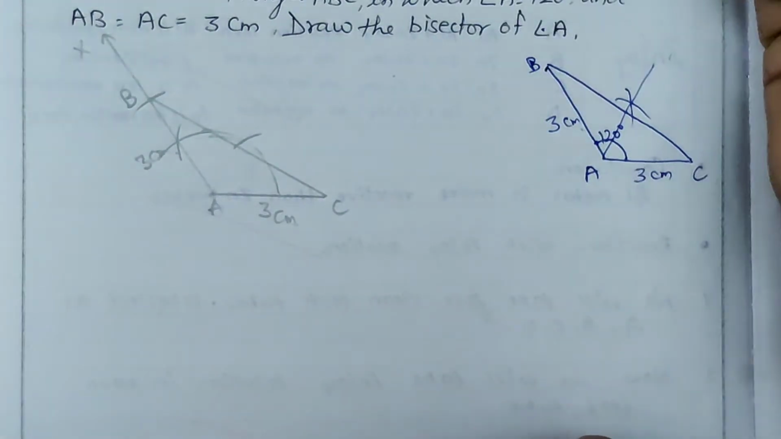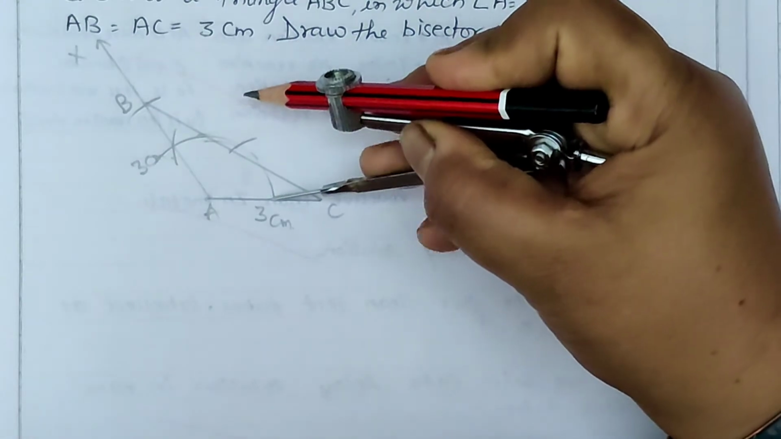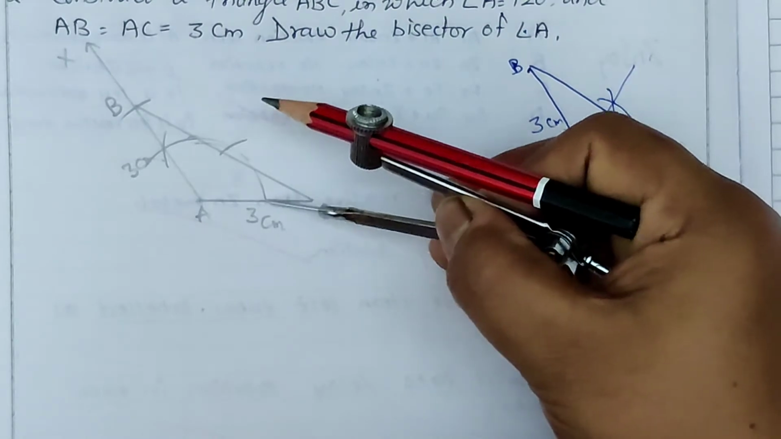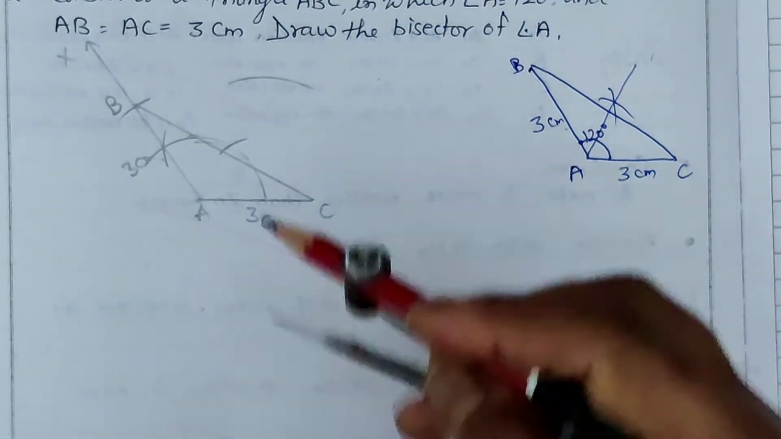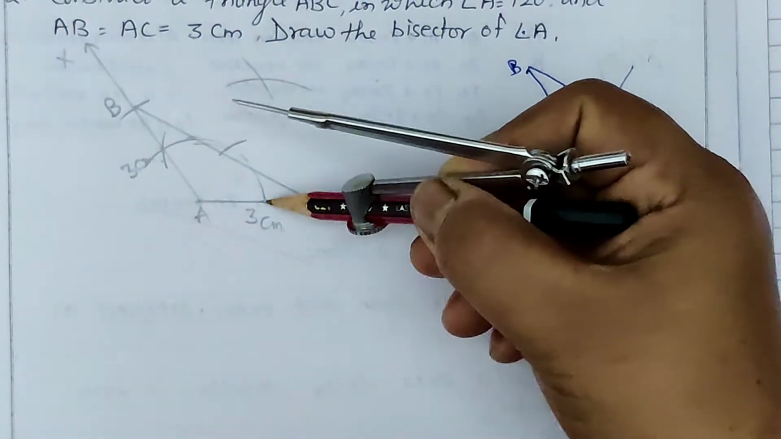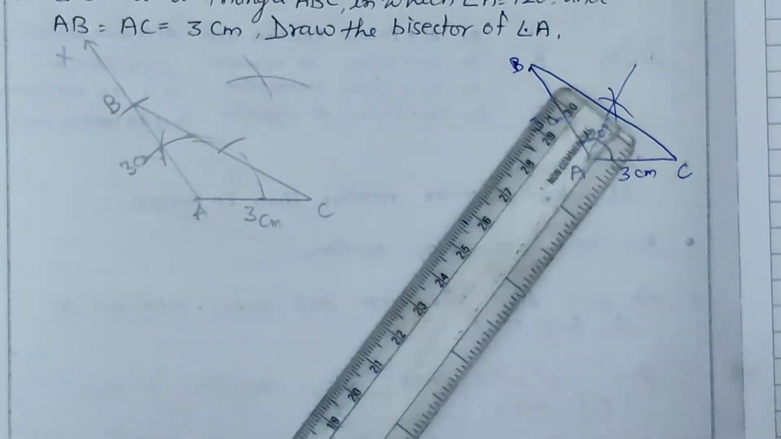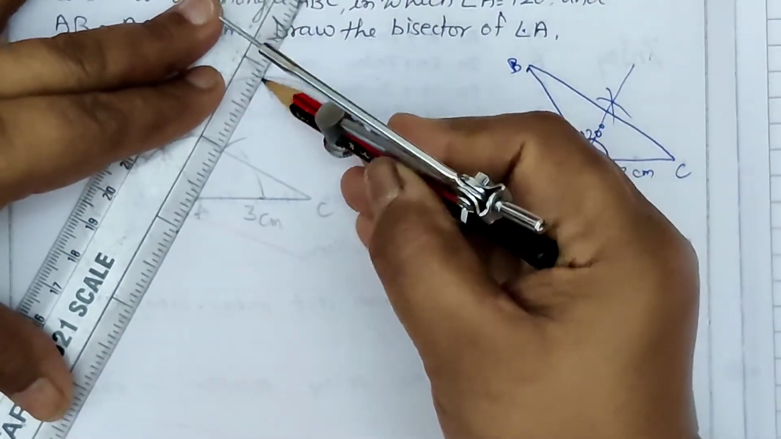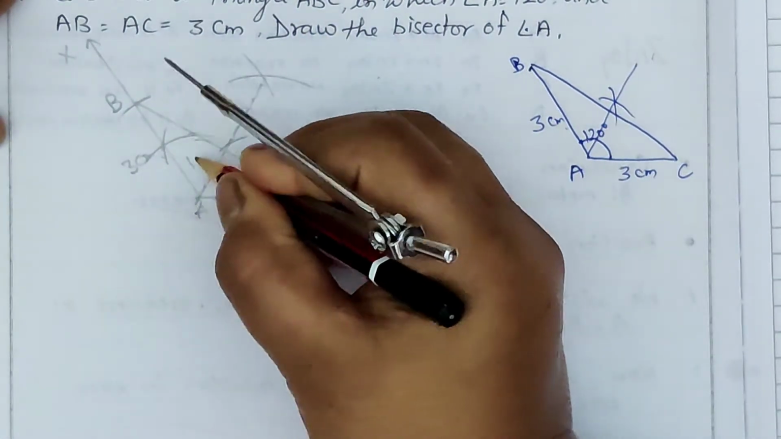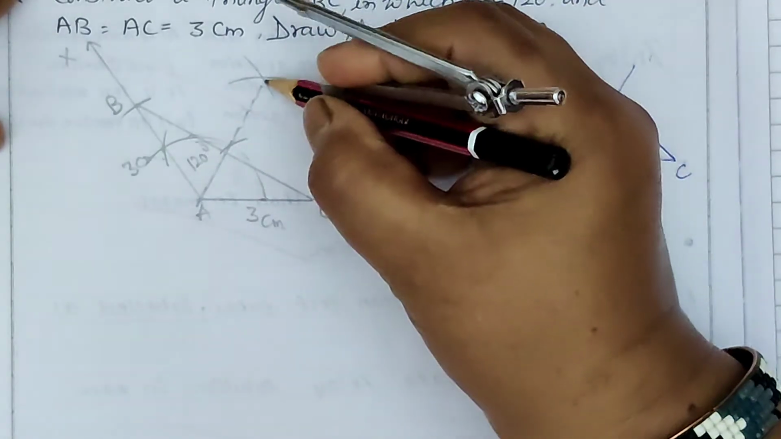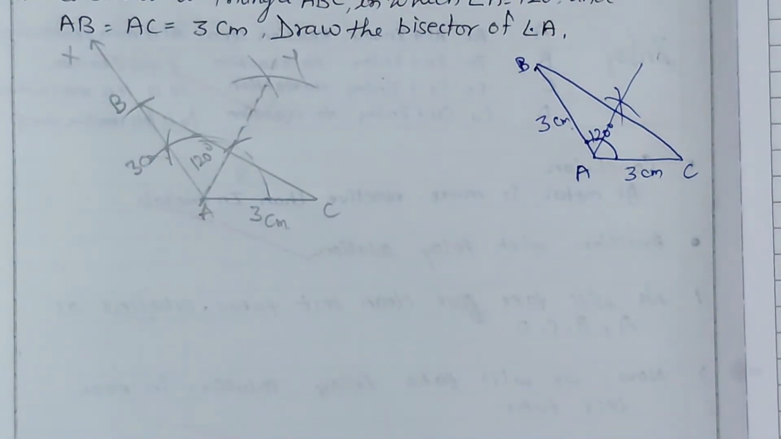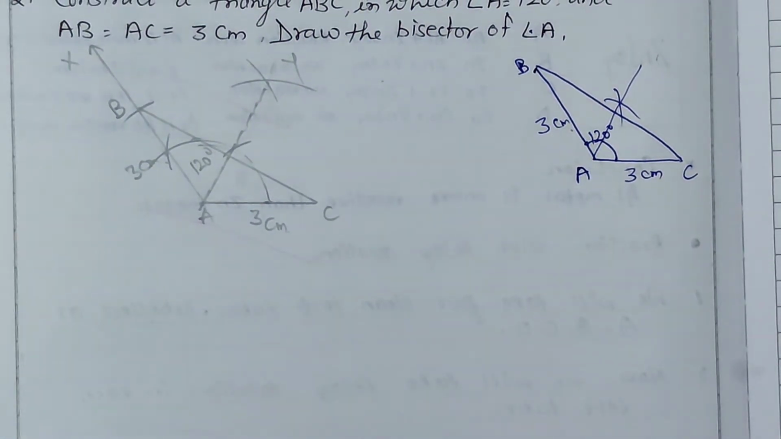Now bisect angle A. To bisect angle A, cut equal arcs from these two points, this one and this one, and produce the line. This is the bisector of angle A. This angle is 120 degrees and suppose AY is the bisector of angle A. This is the construction of question number 2.